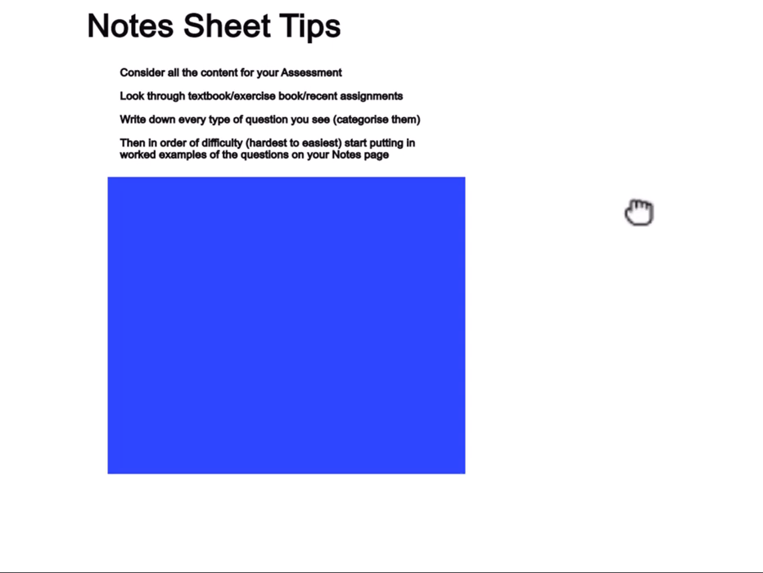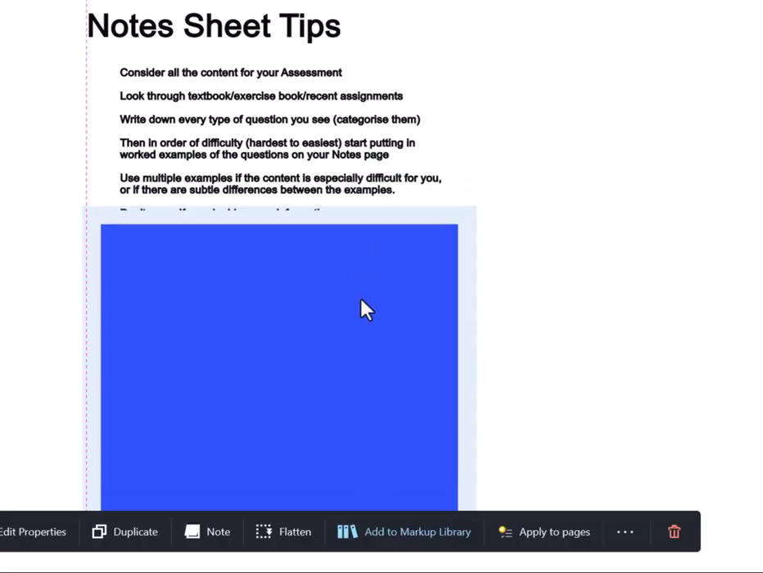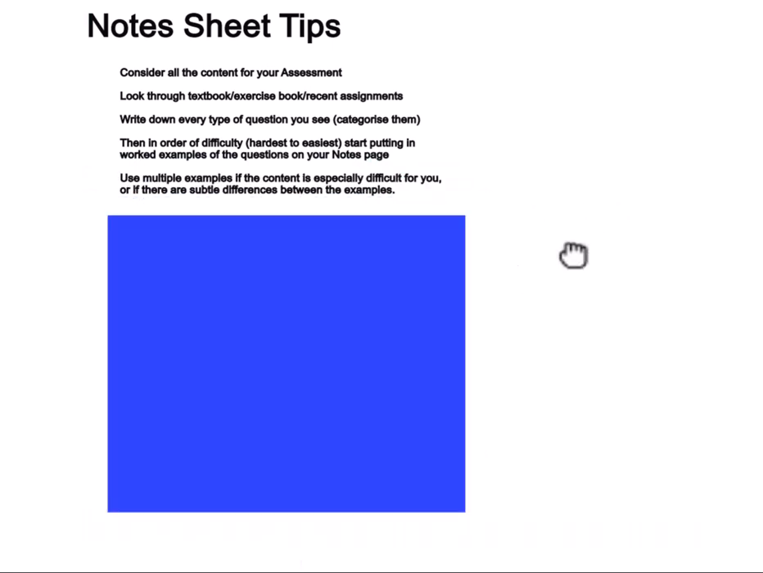Generally speaking, for STEM subjects, so your science and technology and math subjects, you're going to have worked examples in your textbook. So have worked examples down, copy them down from your textbook, put them on your notes page. And if it's a particularly difficult question, there's nothing wrong with having multiple examples, which is exactly what I've said next. Use multiple examples if the content's especially difficult, or if there's subtle differences between the examples.